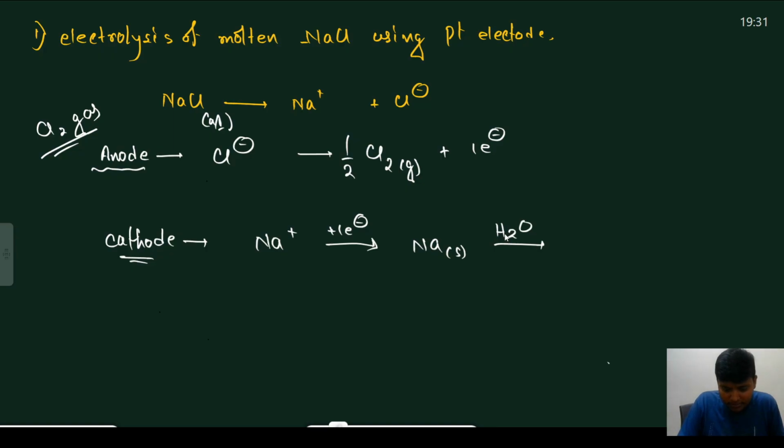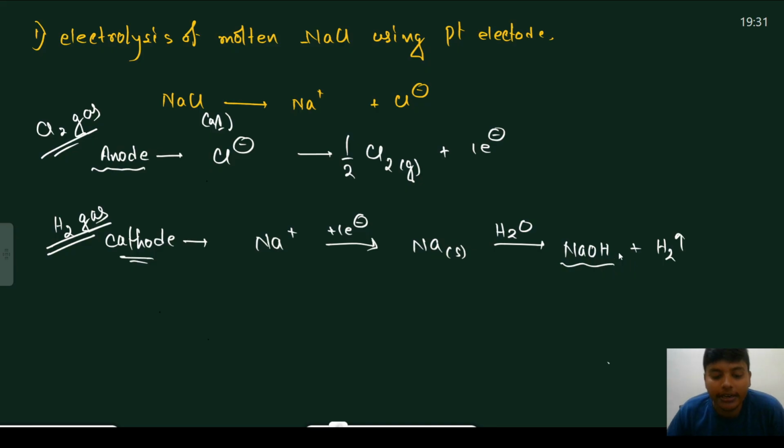Yes or no? Yes, sir. When Na reacts with water, what will you get? NaOH plus H2 gas. So in the cathode side, what gas will you get? Hydrogen gas. And NaOH also you will get. NaOH gas you will not get, but NaOH also you will get. Clear?